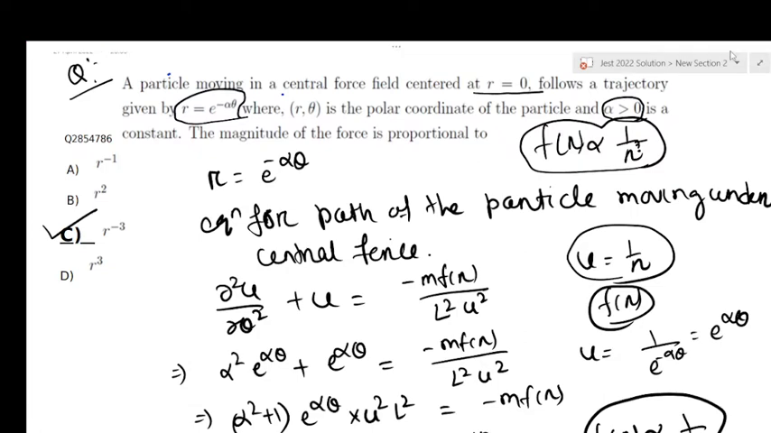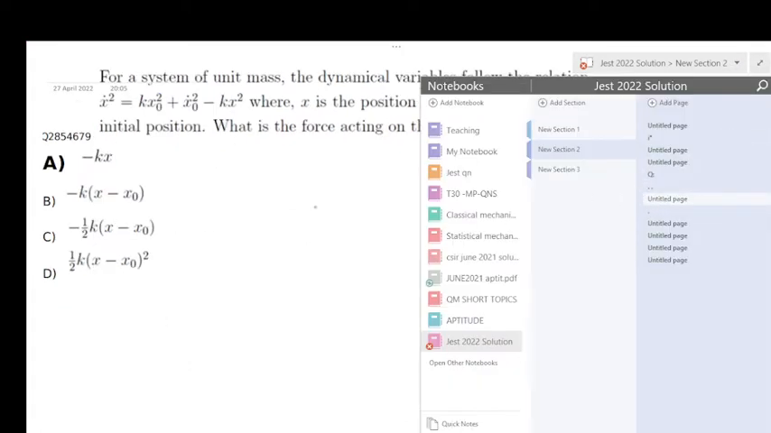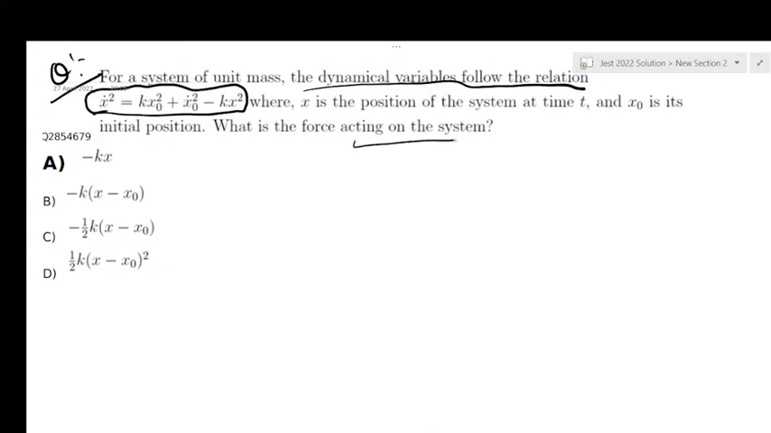Okay, let's go to the next question. For a system of unit mass, the dynamical variable follows the relation, where x is the position of the system at time t and x naught is the initial position. What is the force acting on the system?